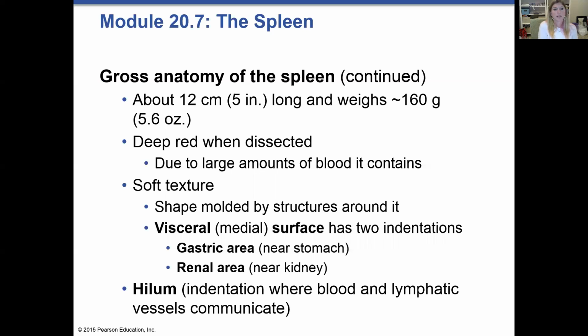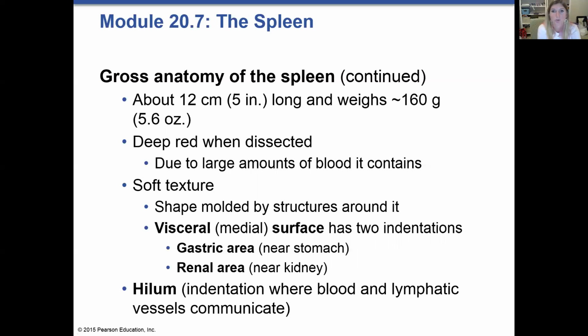Overall anatomy, it is deep red when it's dissected. It looks like a very deep red water balloon. Very large amounts of blood inside of the spleen. It has a very soft texture, and has a visceral surface with a gastric area and a renal area, just noting where those surfaces touch. And there's also a hilum.